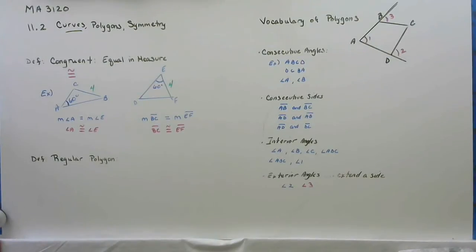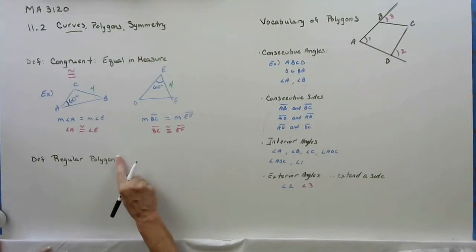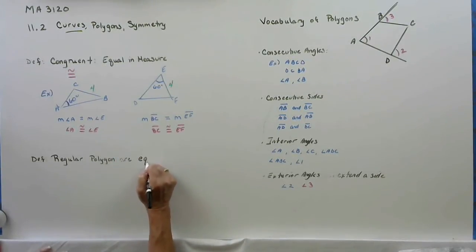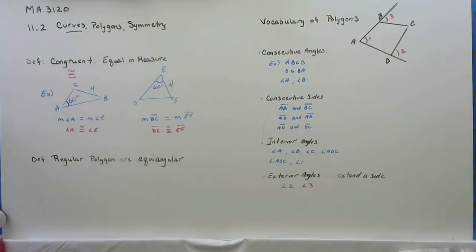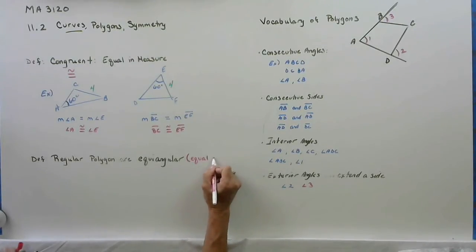So now we're fine-tuning what you've seen growing up. If something is regular, it is said to have the same measure, meaning all angles are the same measure, all sides are the same length. So regular polygons are equiangular, so they all have equal angles, angle measures.